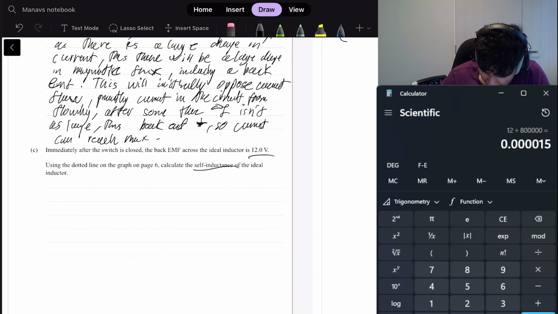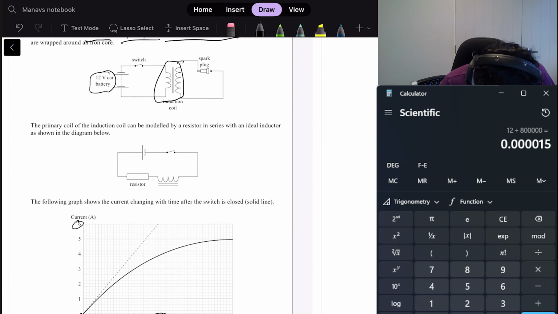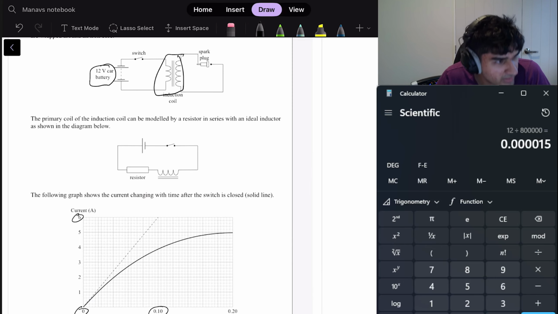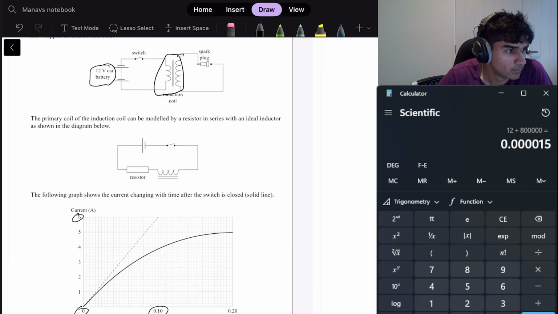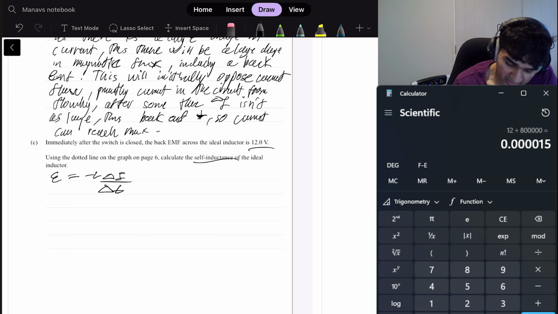Immediately after the switch is closed, the back EMF across the ideal inductor is 12 volts. Okay, it's asked me to use the dotted line, calculate self-inductance. How am I meant to calculate inductance? Inductance is L, and I don't know how to calculate L. We don't really know the time constant. I guess the only equation we've really got is epsilon equals negative L, change in I over change in T. We know these, the change in I, change in T.